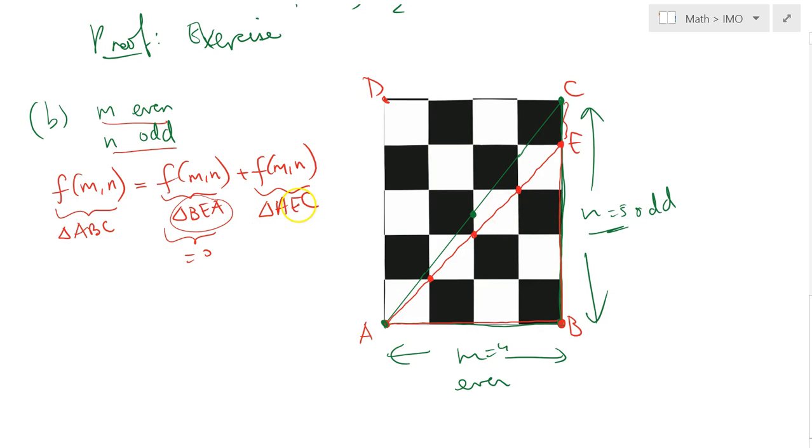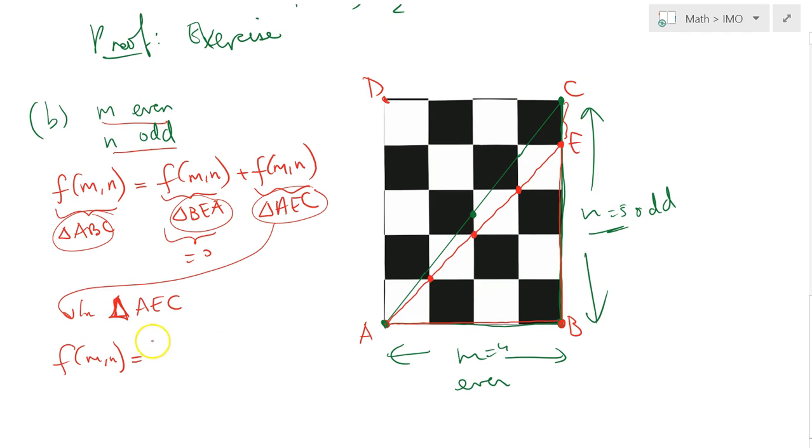Therefore, the difference of the black and white areas in triangle AEC would be the same as the difference of the black and white areas in the whole triangle ABC. However, now we are pretty lucky, because for this triangle AEC, we have that f of mn is simply equal to, employing our difference formula, the measurement of S1 minus S2, which obviously cannot be greater than or equal to the area of the whole thing, right? So the area of the triangle AEC.